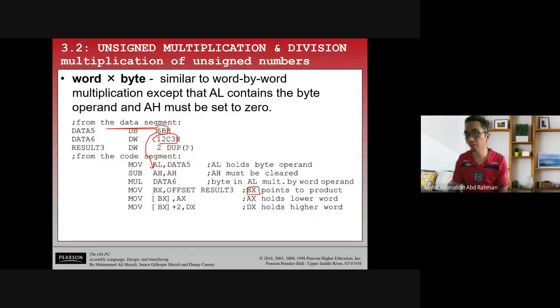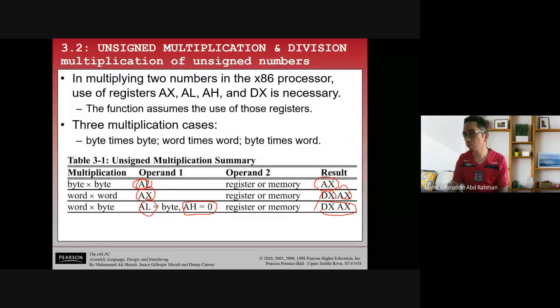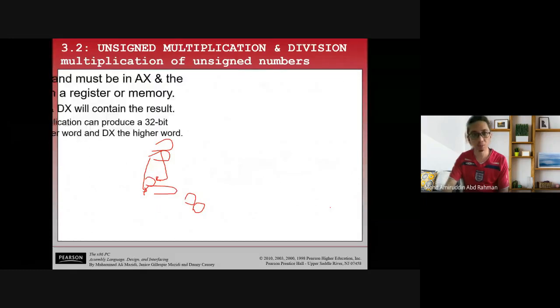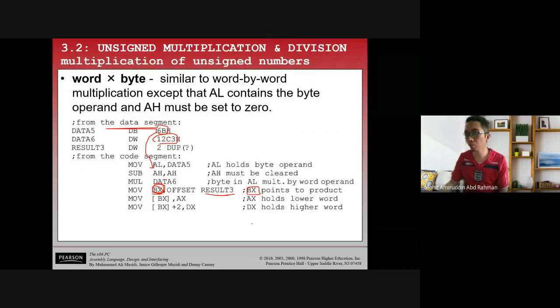BX points to the product, meaning that we're going to store these results into the BX, so into the address of BX. Now, going back to this table, we have the result in DX and also AX. So DX and AX must be stored to the BX. So like this one, we have that AX and DX. That's the way you perform the multiplication.